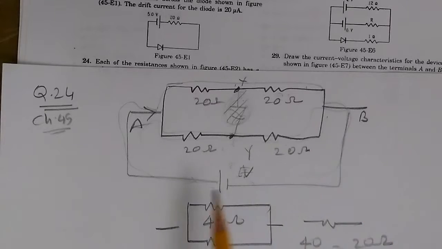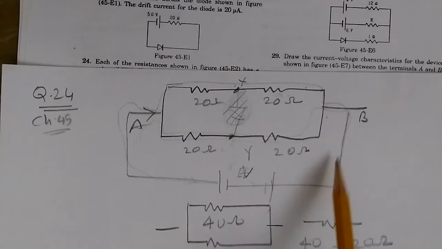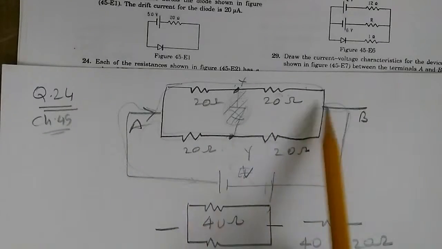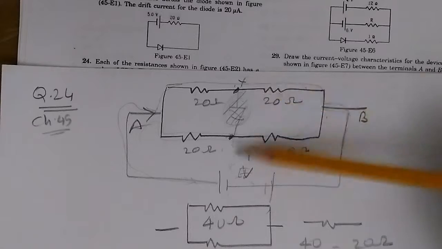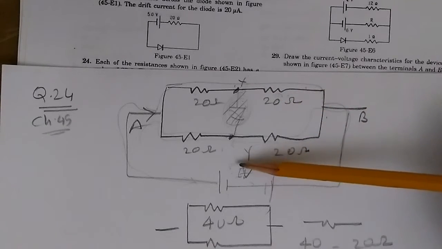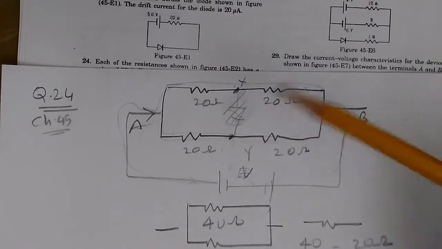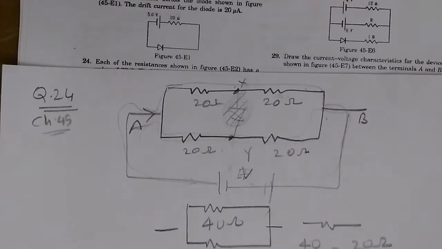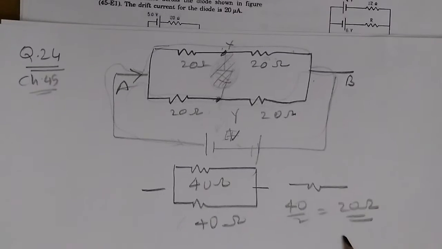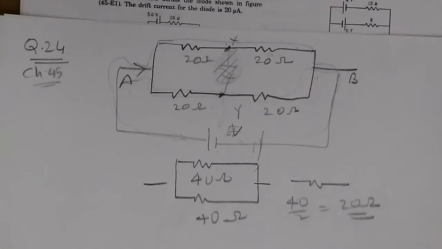In the same way, if we reverse the battery direction like this, then the current starts flowing like this. But in that case as well, point X and point Y are at the same potential. So whether A is at higher potential or B is at higher potential, it does not matter. We will still have an equivalent resistance of 20 ohm.